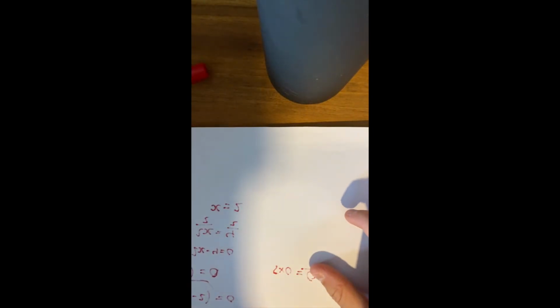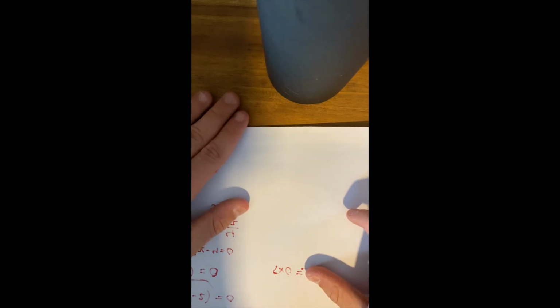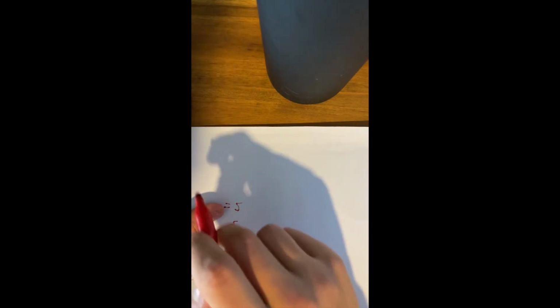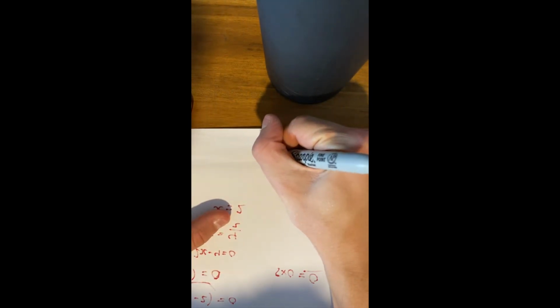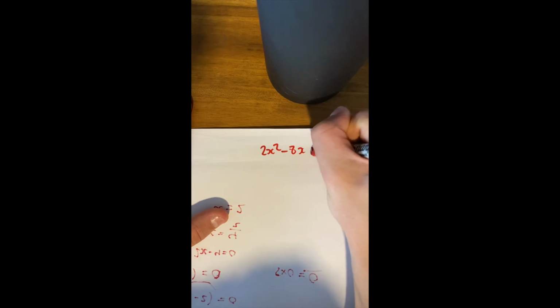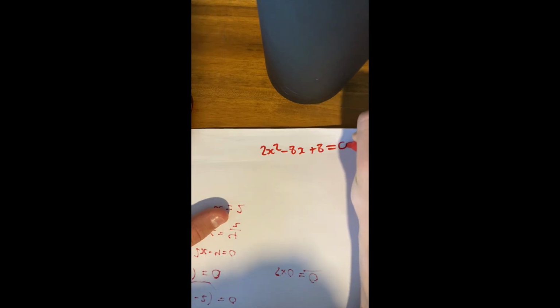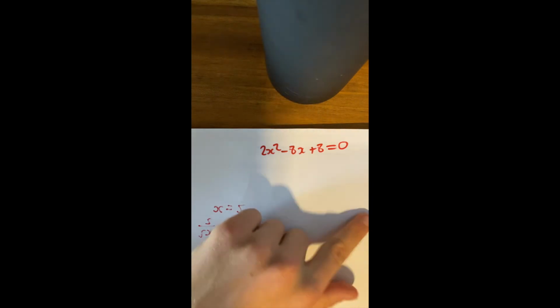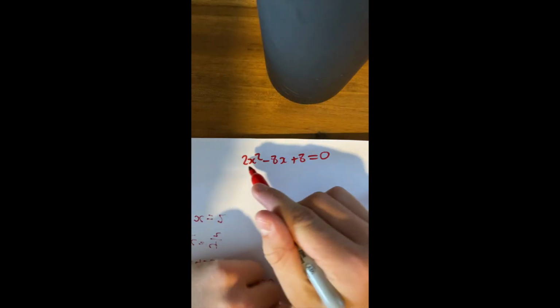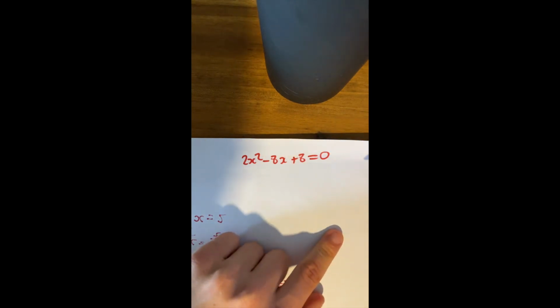So now we're going to look at how we can use this knowledge to solve quadratic equations. So let's consider the quadratic equation 2x squared minus 8x plus 8 equals 0. I'm just going to switch pen quickly. Now we approach this the same way as we approach the other questions. We simply want to factorize this.